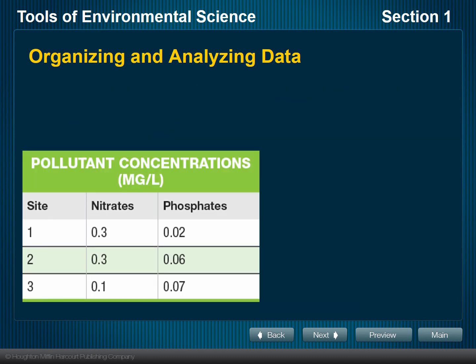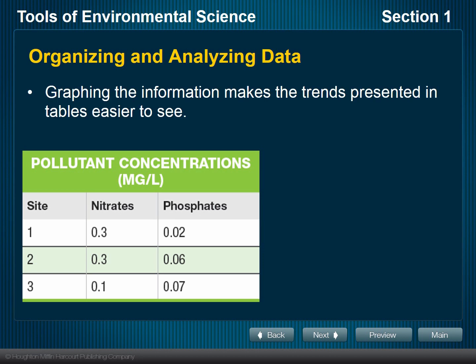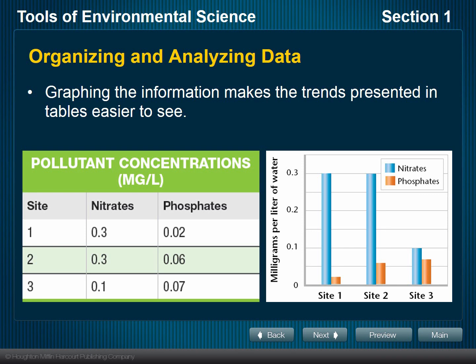Organizing data into tables and graphic illustrations helps scientists analyze the data and explain the data clearly to others. Graphing the information makes the trends present in the table easier to see, as you can see in this slide.